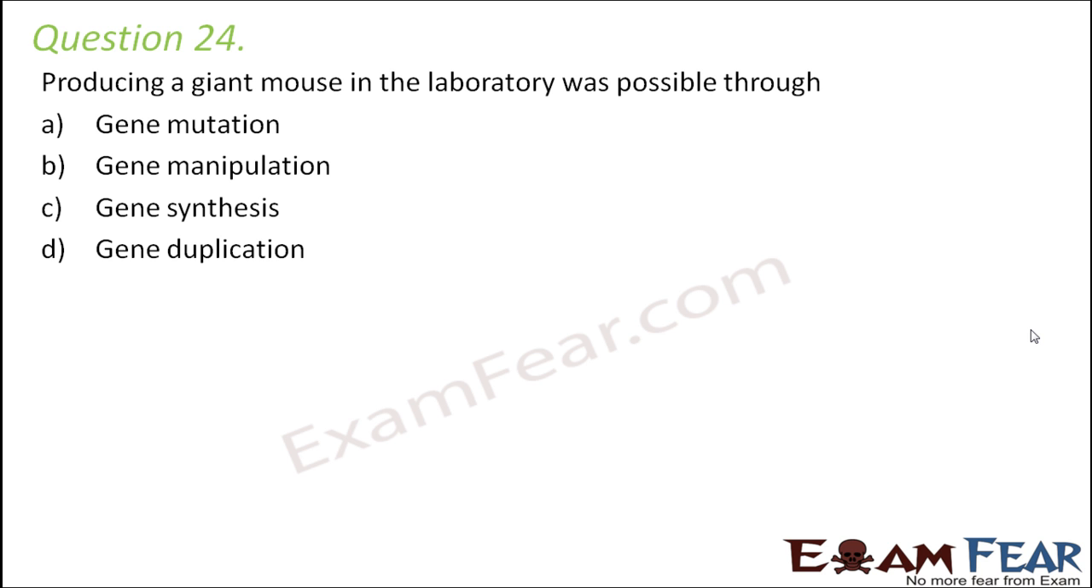Question number 24. Producing a giant mouse in the laboratory was possible through gene mutation, gene manipulation, gene synthesis, or gene duplication. So of course by gene manipulation, because how do we produce a giant mouse? By gene transfer to fertilized eggs and stem cells. So that's how we are going to manipulate the kind of organism we want. We want a giant sized mouse, so the gene which are responsible for the size of the mouse needs to be manipulated. So with gene manipulation we can get a giant mouse in the laboratory.